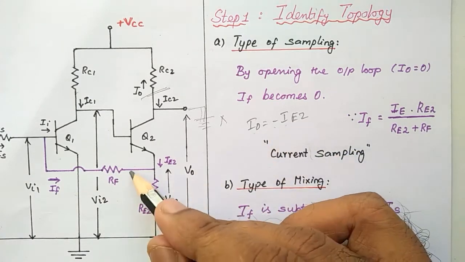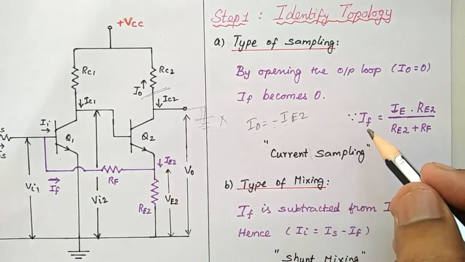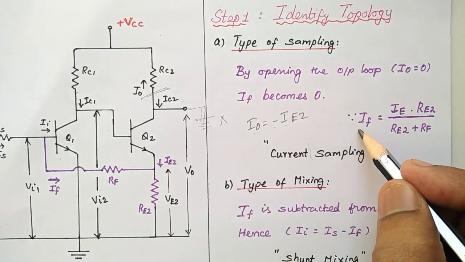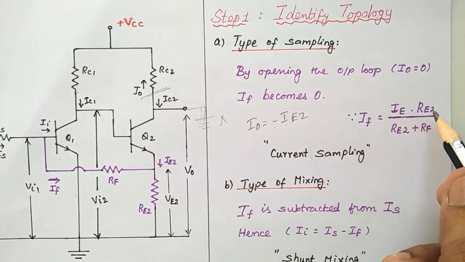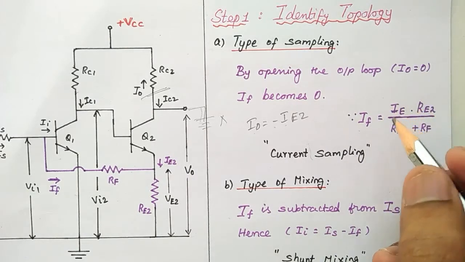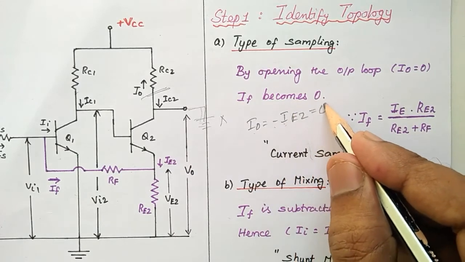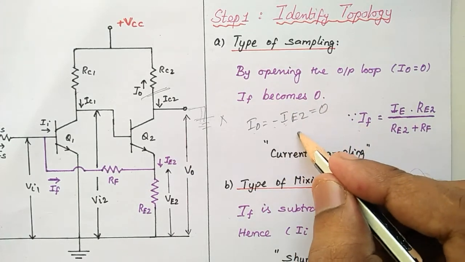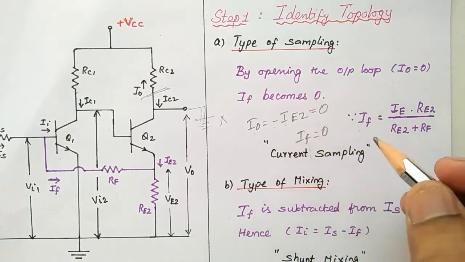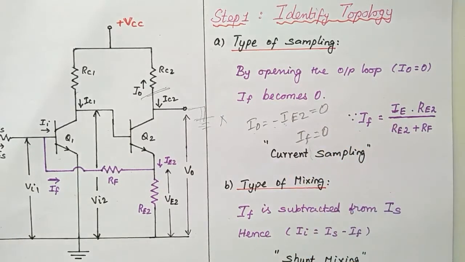But we have a 2 resistor network. Hence, we are going to use the current divider rule. Hence, I get IF, the feedback current. IF is equal to IE into RE2 by RE2 plus RF. Now, I0 becoming 0 means IE2 also becomes 0, so I can say IF also becomes 0. From this, I can conclude that the sampling done here is current sampling.